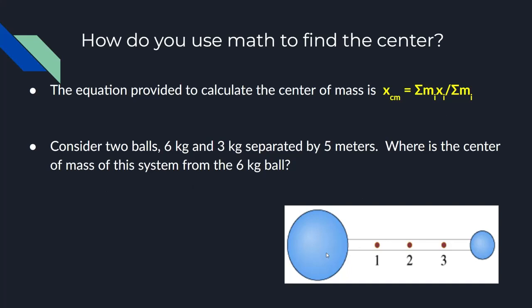Let's consider we had a case like this. We have two balls here. One is 6 kilograms and one's 3 kilograms, separated by 5 meters, and I want to know where's the center of mass of this system. And we're going to consider from the 6 kilogram ball.